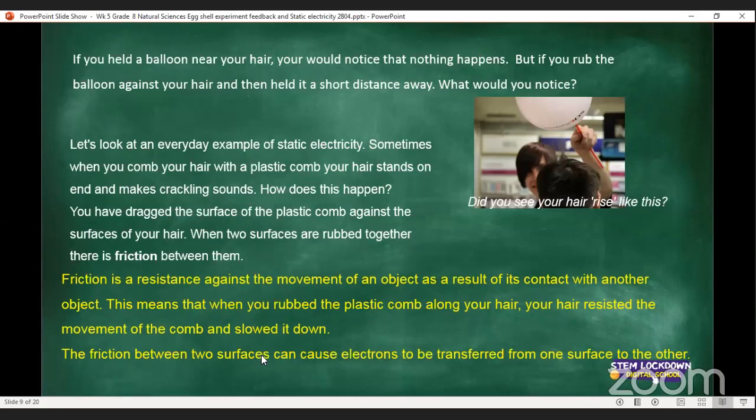So the friction between the surfaces can cause electrons to be transferred from one surface to another. The friction between the surfaces causes the electrons to move from the comb to your hair, which causes the static electricity. I'll explain it further in the next slide. Okay, so what did you notice when you put the hair with the balloon? You notice that your hair rises to the balloon. Okay.